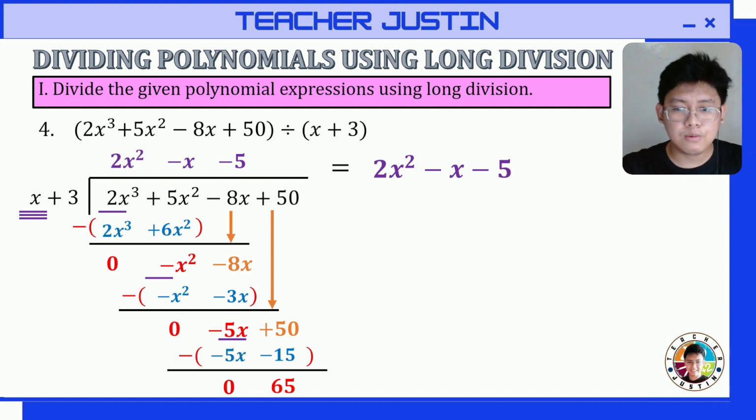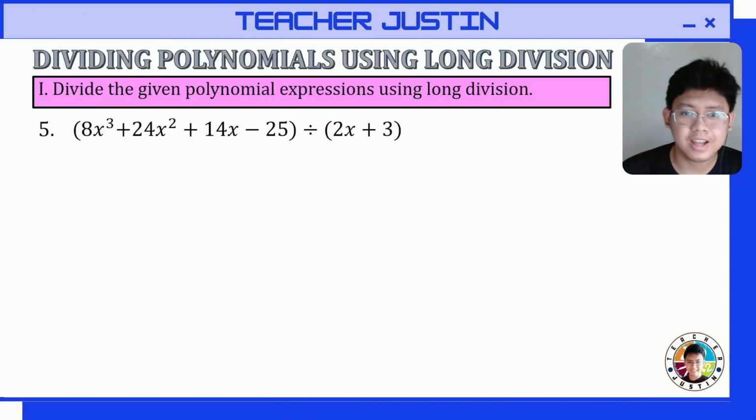Then, let's add our remainder since meron pa tayong remainder na 65. So, add natin yung remainder as a fraction form. So, yung remainder natin will be the numerator of our fraction over the divisor, which is x plus 3. So, ganito natin isusulat yung ating remainder. So, our final answer will be 2x squared minus x minus 5 plus 65 over x plus 3. And that's it. Ta-da! Alright.